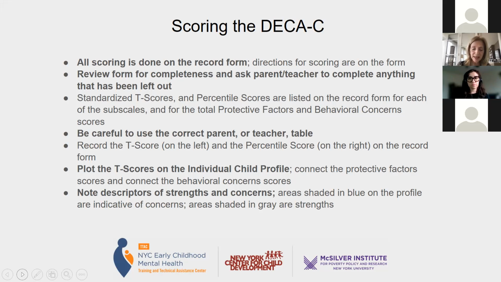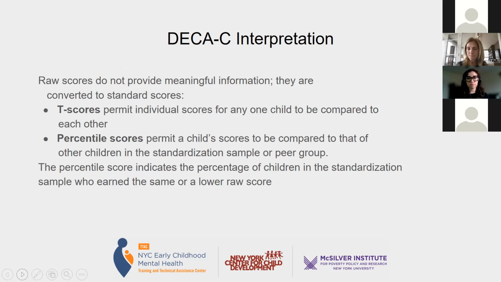And then we plot an individual child profile. Cynthia will show us some examples of that later. And we also note descriptives of strengths and concerns. I'll bring your attention back to the record form and to the profile, where any areas that are shaded in blue on the profile are indicative of a concern, and any areas shaded in gray are a strength. So we're always scanning for total scores and for areas of strength and weakness.